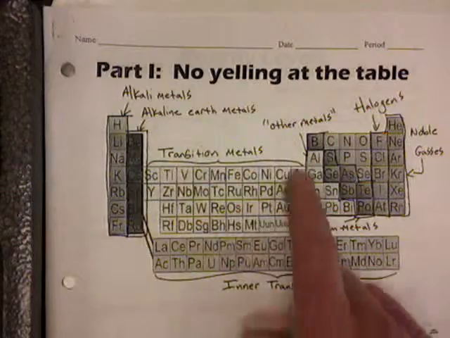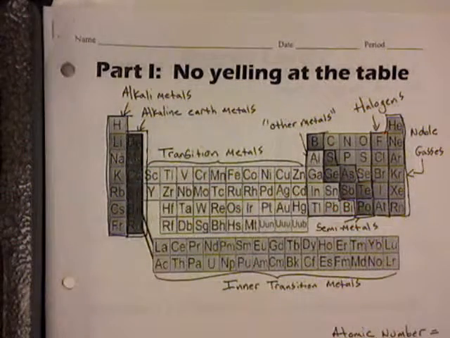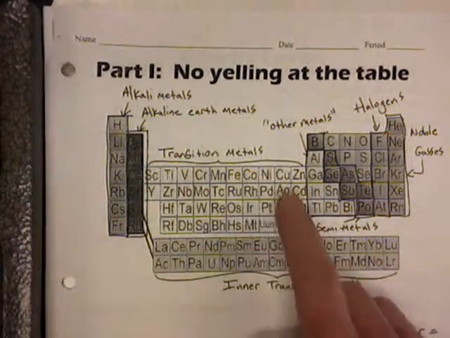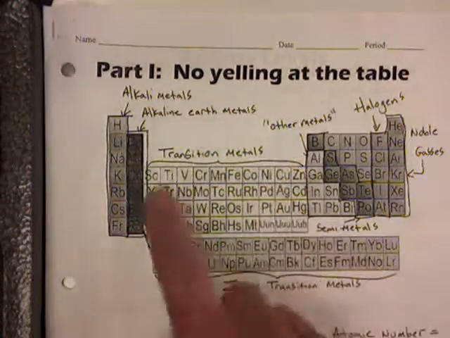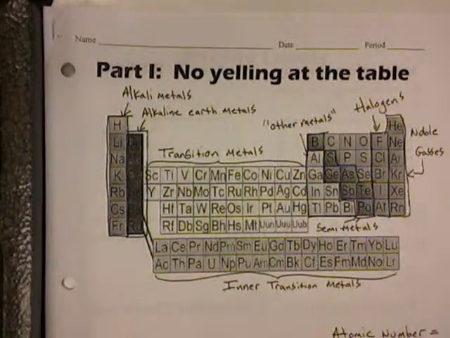You've got transition metals in the middle. These are pretty much your standard metals. You've got nickel and silver and gold and copper and manganese, chromium, anything that you think of as a metal: hard, shiny, ductile, malleable, things right in there.